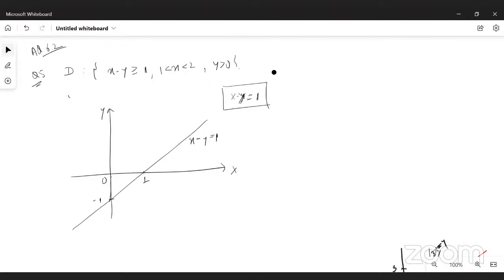So which side should it go? It will be the bottom side. Which area should I shade here? If the condition is x lying between 1 to 2 and y greater than 0, the triangle. Which triangle? X between 1 and 2. Yes, right? This one.